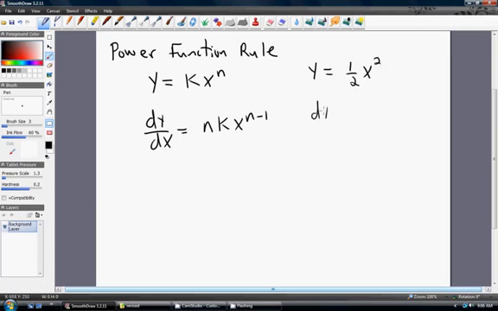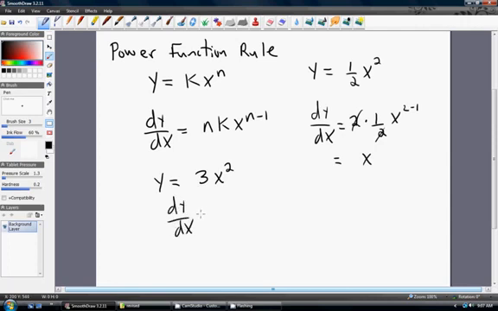So you're going to take the derivative of that equation, bring down the 2. 2 is multiplied by 1/2, and this will just equal x. The 2's cancel, and 2 minus 1 just leaves x to the power of 1, or just x. Another example. Get something like that, just 6x.